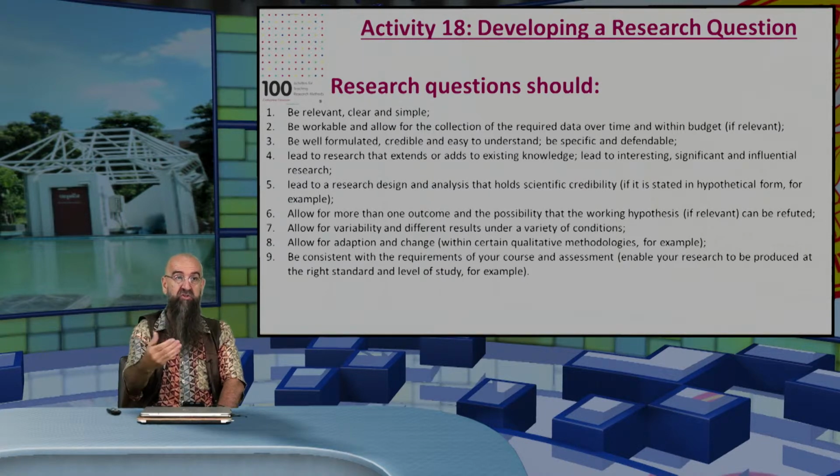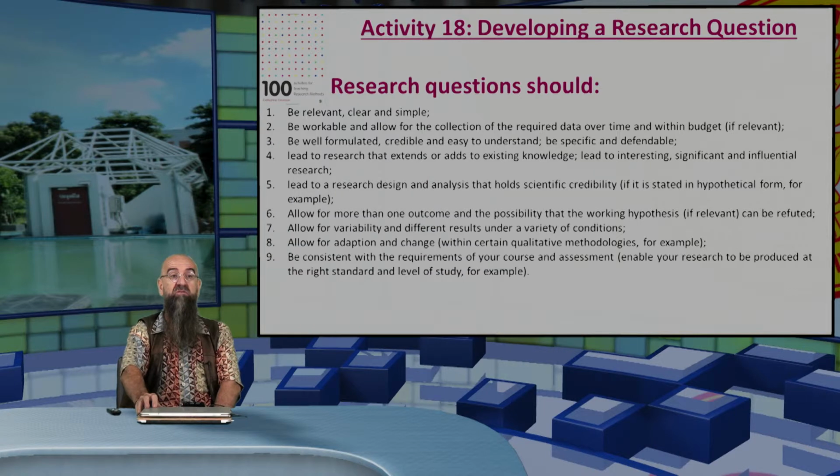Number 7, it should allow for variability and different results under a variety of conditions. And this may be particularly true for research that is proving a hypothesis, but this is also true for more naturalistic and descriptive research, which mostly ethnographic research is a part. Number 8, it should allow for adaptation and change with certain qualitative methodologies.